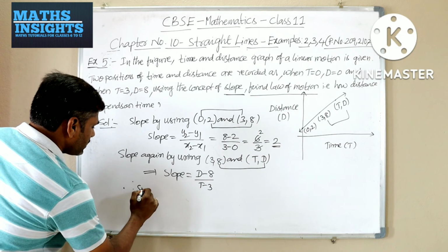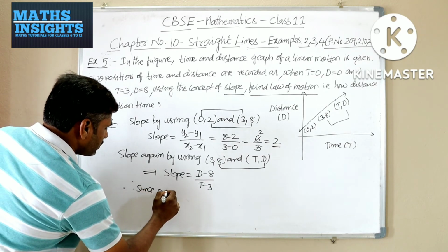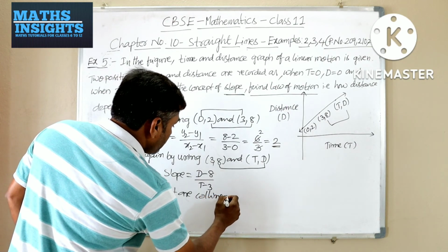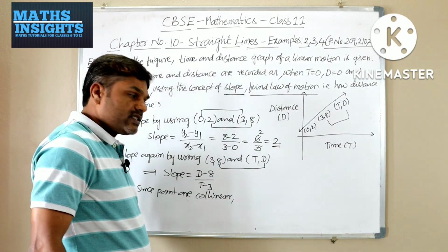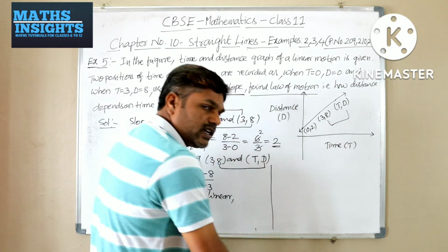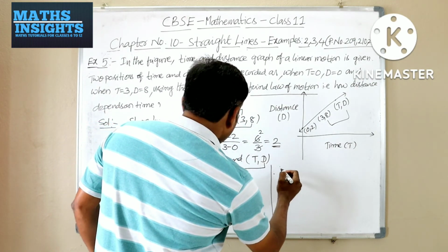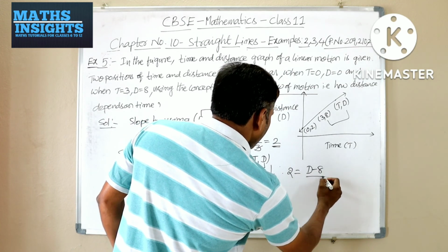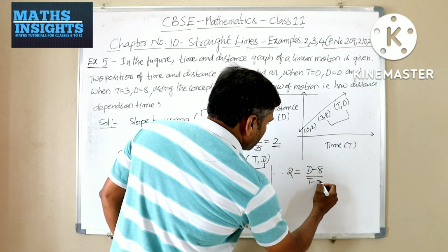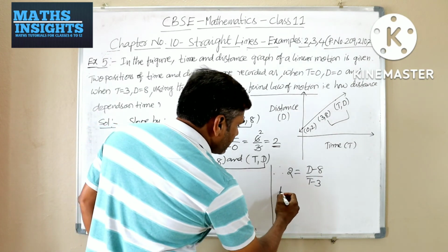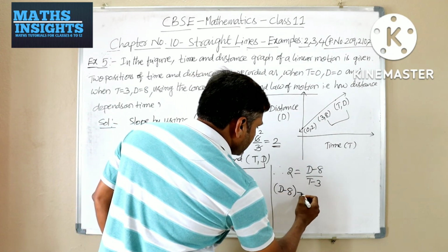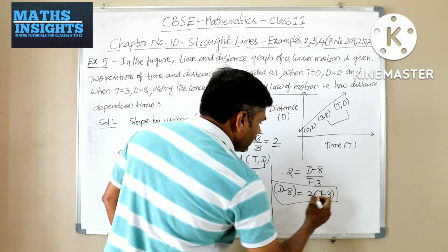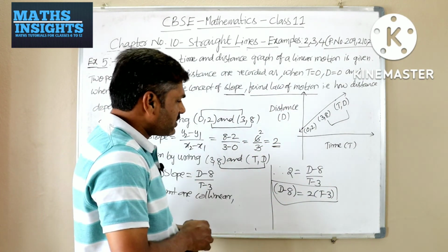Since the points are collinear. What is the meaning of collinear? Lying on the same line. Therefore you may equalize the slopes. The first slope is 2. So 2 is equal to d minus 8 by t minus 3. Doing cross multiplication, d minus 8 is equal to 2 into t minus 3. This is how t and d are related to each other.